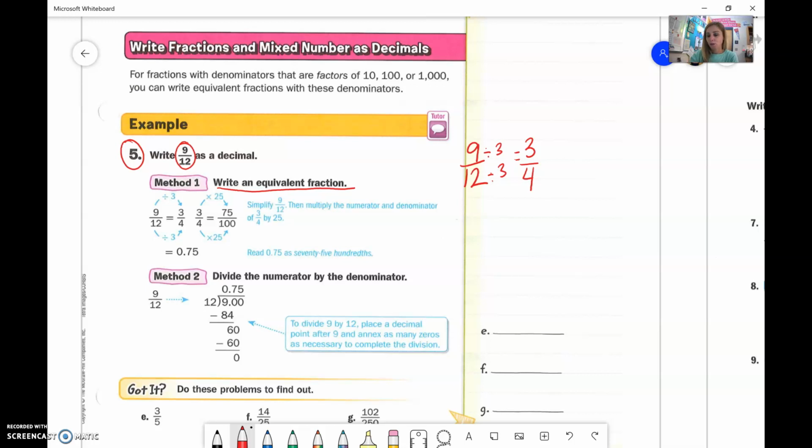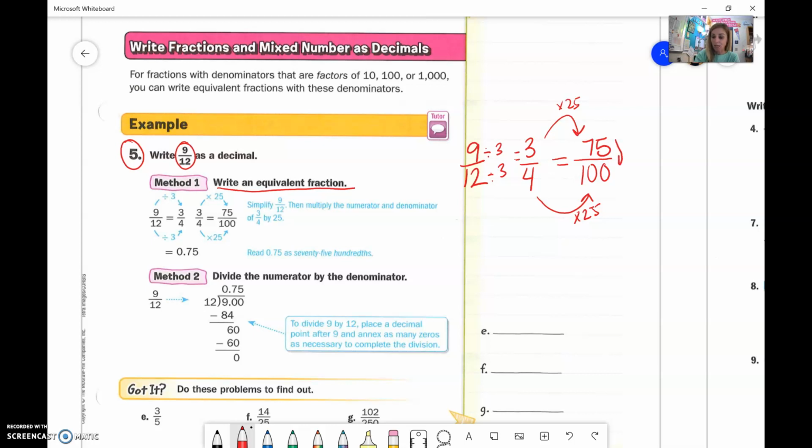Now when I look at 3/4, is there a way that I could get to a denominator of 10 by multiplying by something that's not a whole number? So what about if I go to 100? 4 times what gives me 100? 4 times 25. If I multiply the bottom by 25, I have to multiply the top by 25. So 3 times 25 is 75. So 9/12 is the same as 75 hundredths.